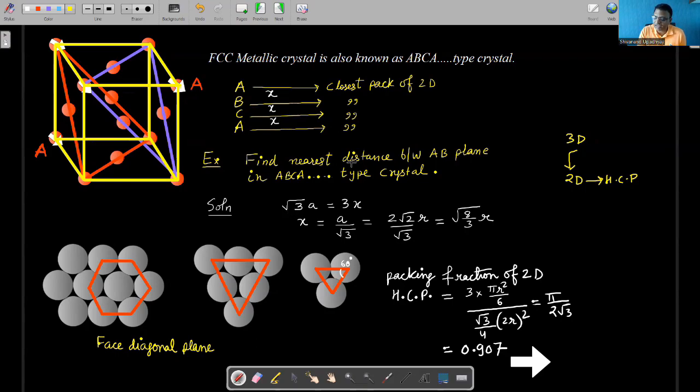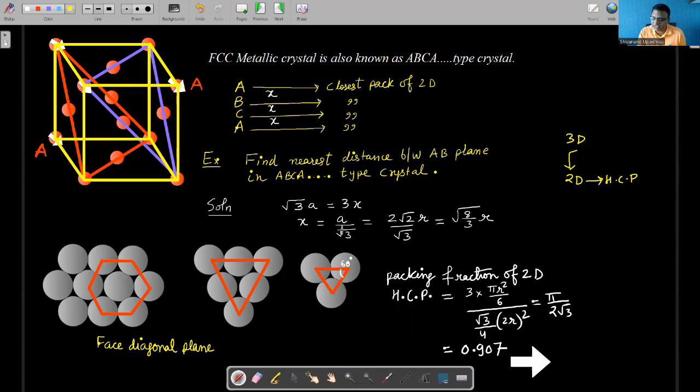The question is to find the nearest distance between AB planes in an ABCA, ABCA type of crystal. So in a face centered cubic crystal, we have to find the perpendicular distance between the parallel planes. We can find that by this method: root 3 a is equal to 3x, so x is equal to a by root 3.